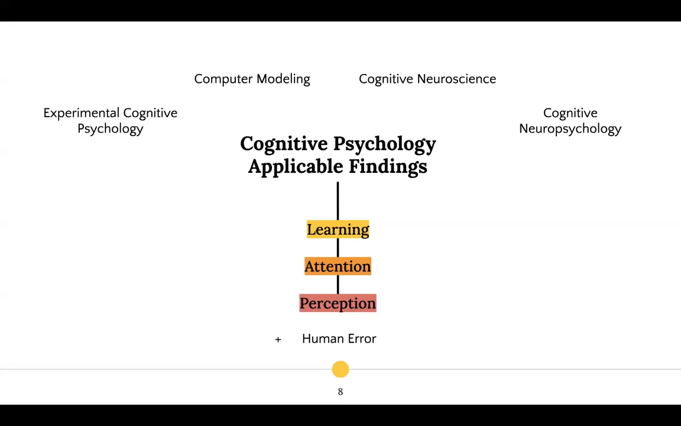And the applicable findings of cognitive psychology can be grouped into three little buckets, and I made them learning, attention, and perception, just according to the source I had. That's how they like to group things. And I like to add human error there at the bottom, just because I feel like a lot of design patterns and UI actually comes from human error. So like the undo button, for example, we probably have that because humans make mistakes all the time and we want to undo an error when we make one. But I'm just going to focus on the three there at the top.